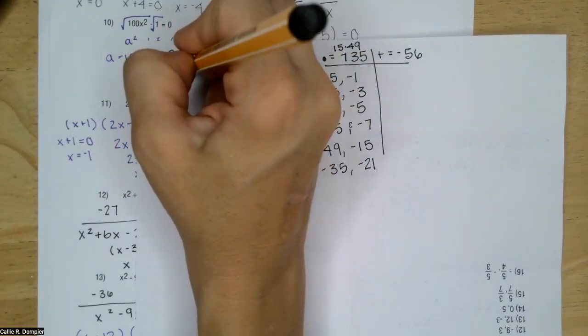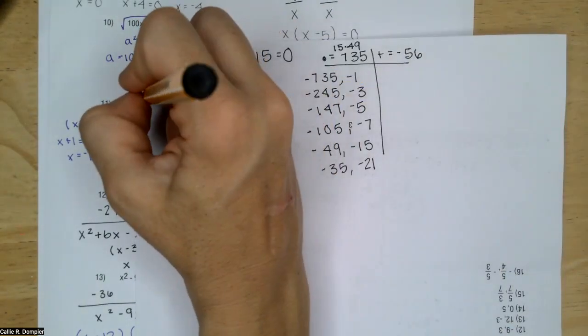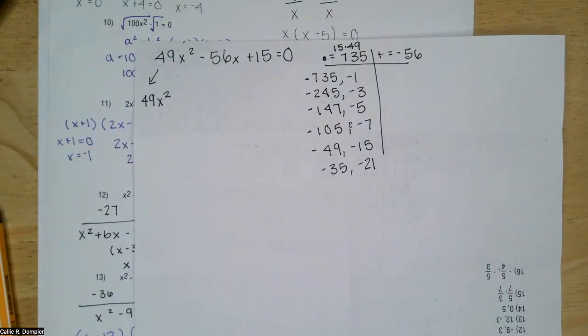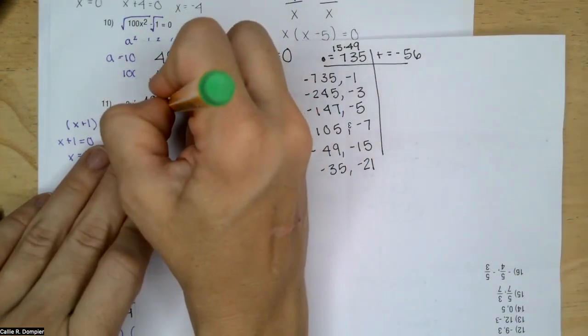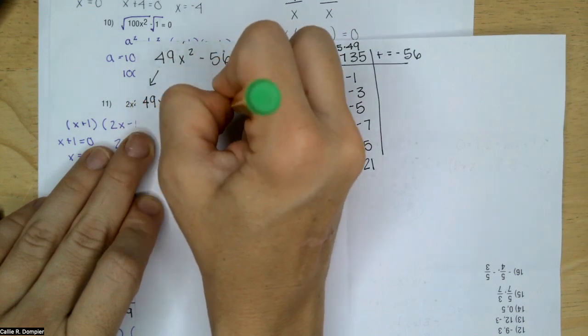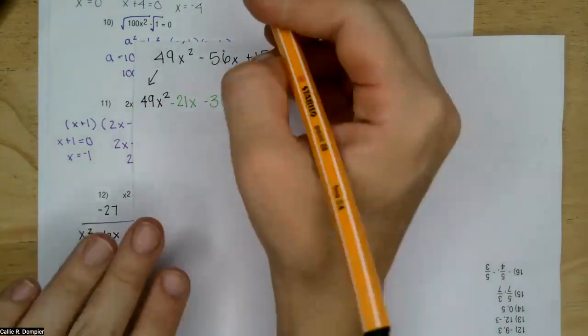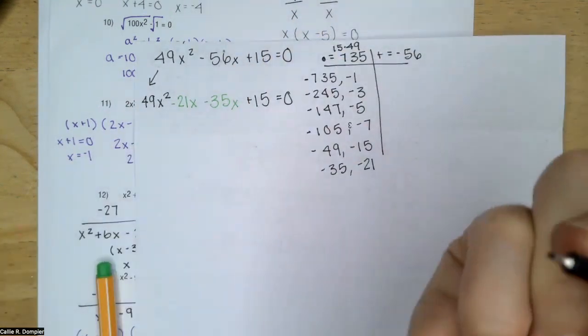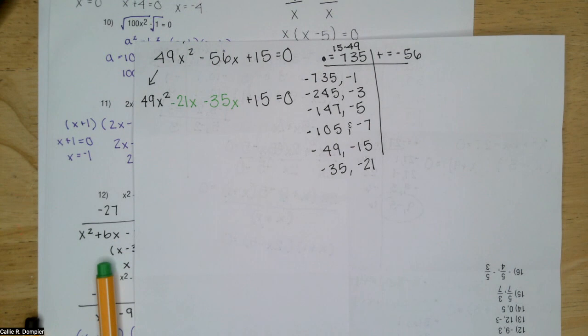Remember, because it's not just x squared, it's 49x squared, we bring the 49x squared down. 49x squared. B becomes negative 35x and negative 21x. And then C stays the same, so plus 15. Good. And now we're going to factor by grouping.